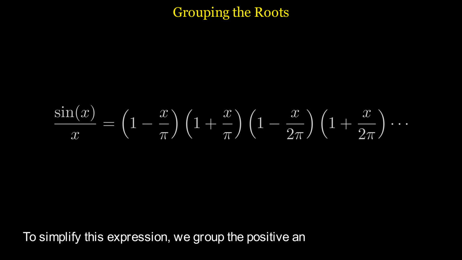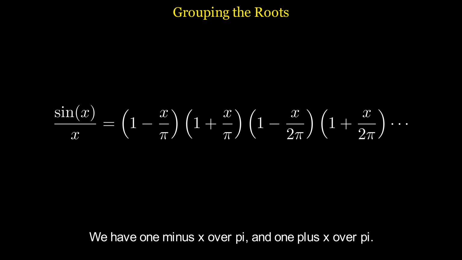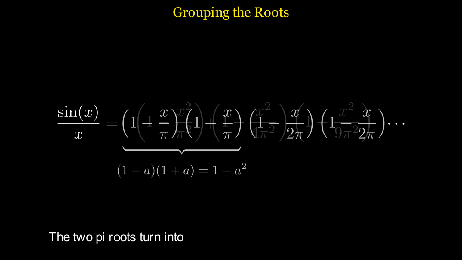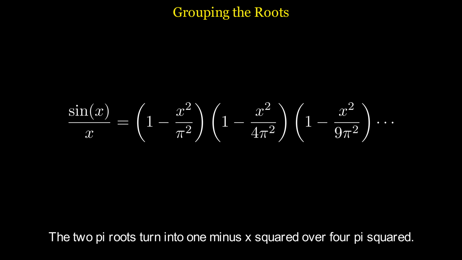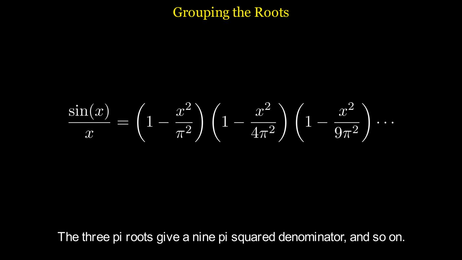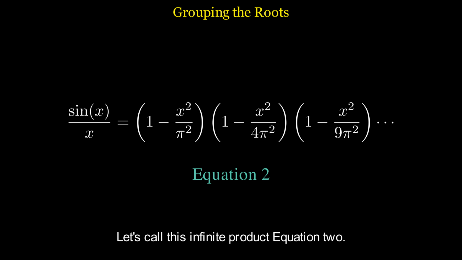To simplify this expression, we group the positive and negative roots together. We have 1 minus x over pi and 1 plus x over pi. That is just a difference of squares. It turns into 1 minus x squared over pi squared. The 2 pi roots turn into 1 minus x squared over 4 pi squared. The 3 pi roots give a 9 pi squared denominator, and so on. Let's call this infinite product equation 2.